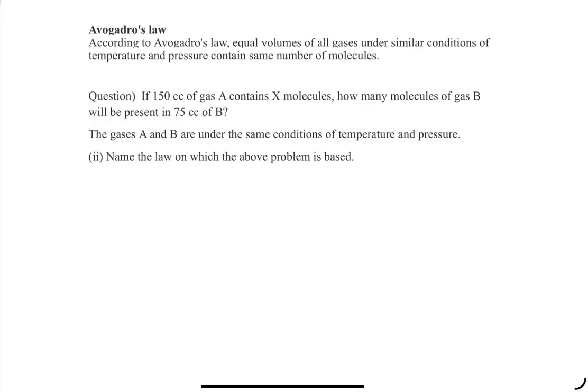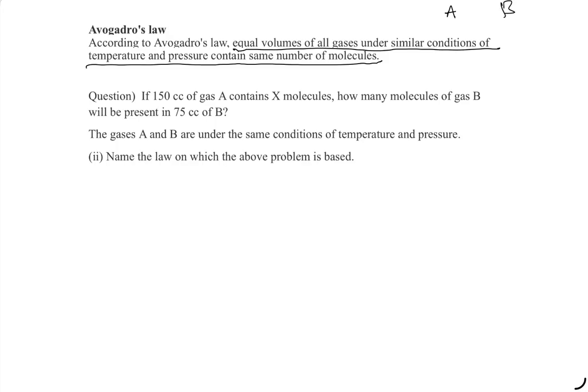Now look at the definition and understand it. This law says that equal volumes of all gases under similar conditions of temperature and pressure contain the same number of molecules. So it means if the conditions are the same for 2 or more gases, let's take gas A and gas B, at the same conditions and the same volume, let's take 1 liter of A and 1 liter of B present in the same conditions.